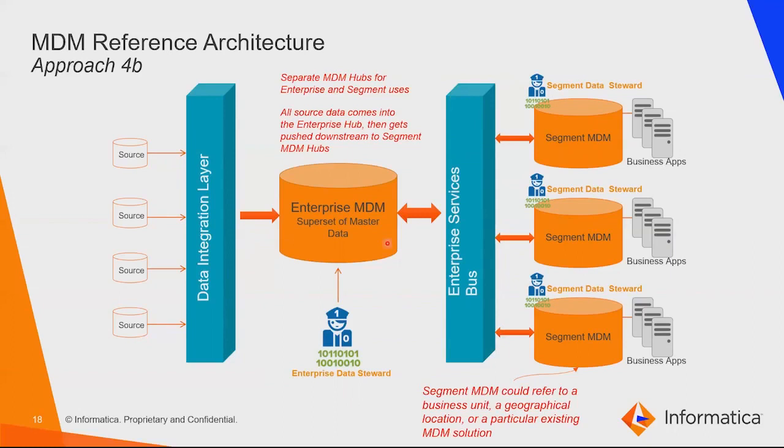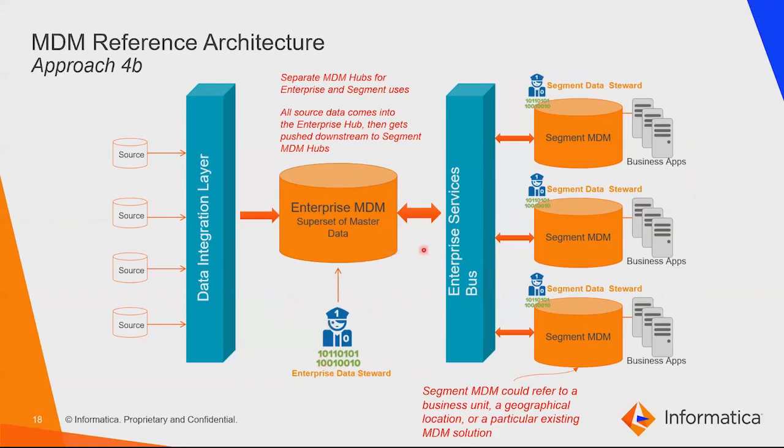All sources data comes into this enterprise hub, and you have your enterprise data stewards governing this enterprise master data MDM. Once your enterprise MDM is set, the data from the enterprise MDM is passed on to the segment MDMs that will capture very specific segmented data, similar to a data mart kind of analogy, where you have a data warehouse and then you have required subsets of data marts helping certain very specific business applications.